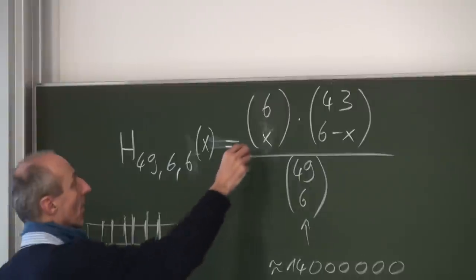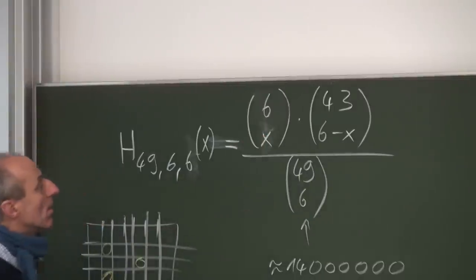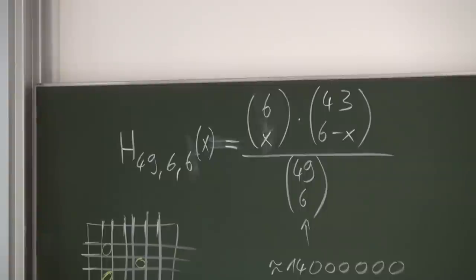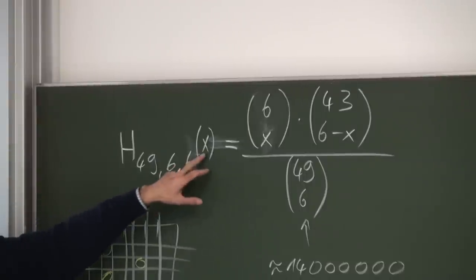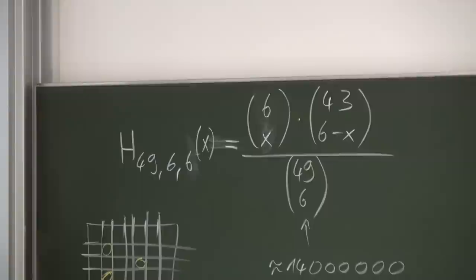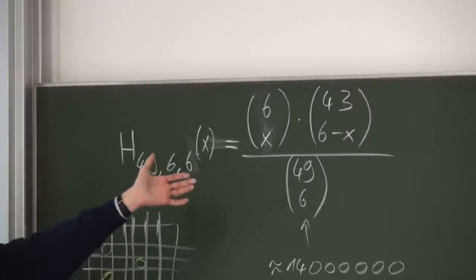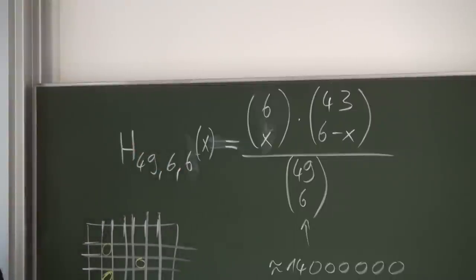I mean, this x is the number of correct selections, which would be 1 here. If you want to have a 3, then this tells you what's the probability to get a 3. 3 of them correct. No, no, 3 of them correct. The number 3 is not relevant.